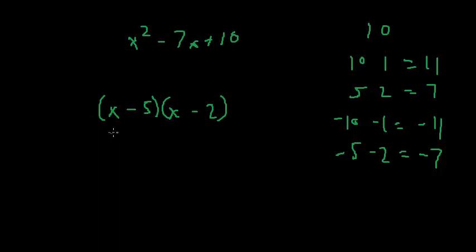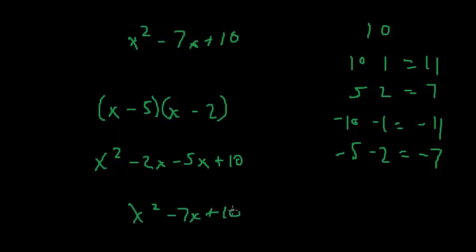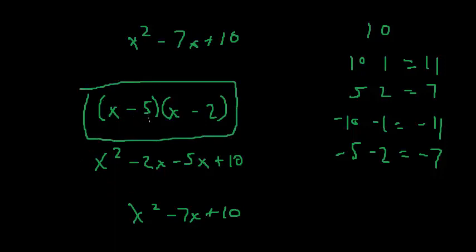I can then again check this. When I multiply, I get x squared minus 2x minus 5x plus 10. I add my middle terms and I get x squared minus 7x plus 10. So this is my final answer, x minus 5 times x minus 2.